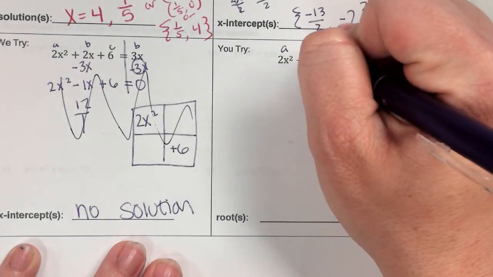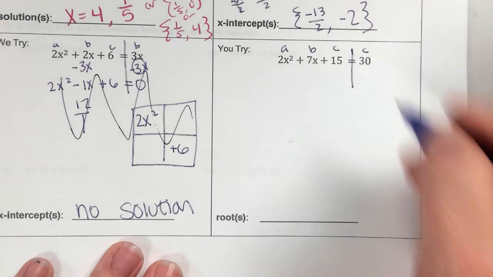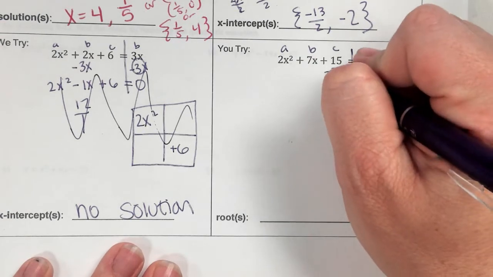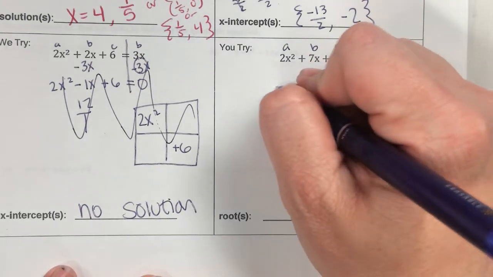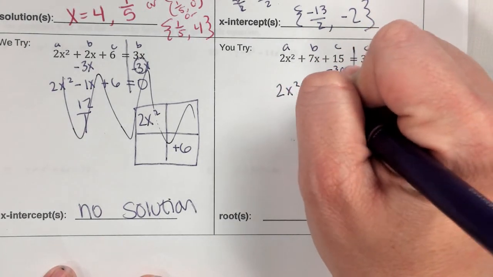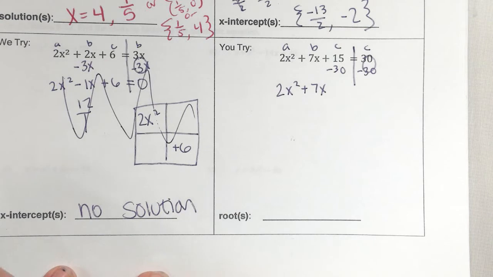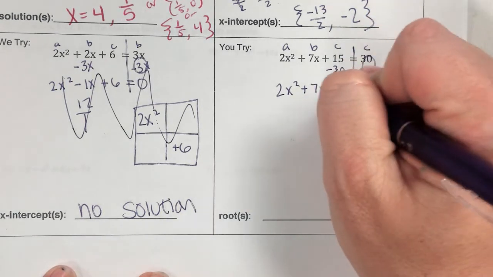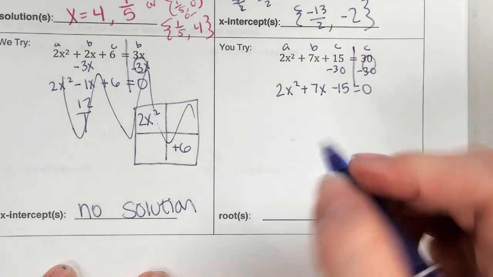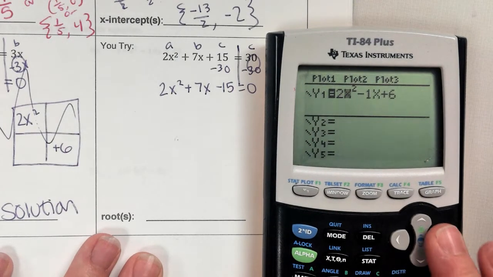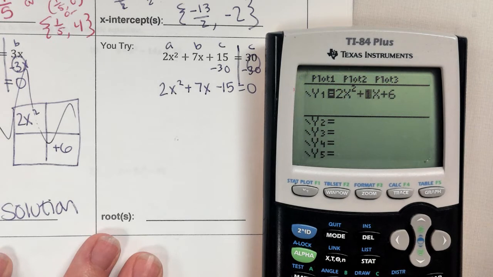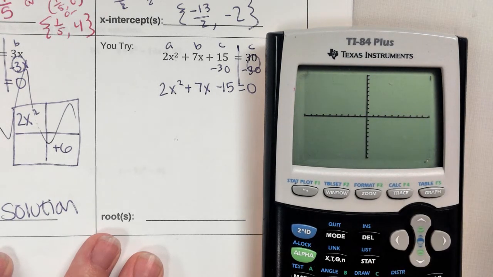So here we have A, B, C, C. So minus 30, minus 30. Remember, we're combining our letters that are the same. We get 2x squared plus 7x. 15 minus 30 is -15. And I'm going to type it in the calculator first. Look, I'm getting it. Plus 7x minus 15, and I'm going to hit graph.